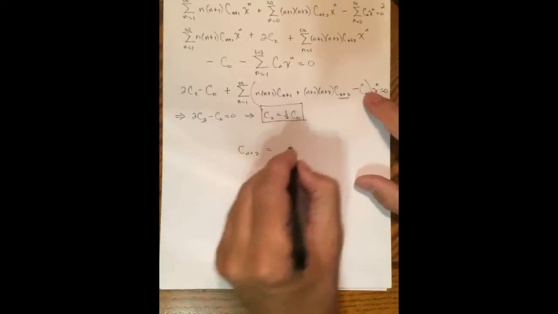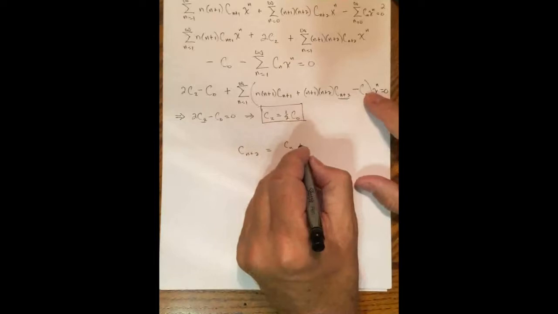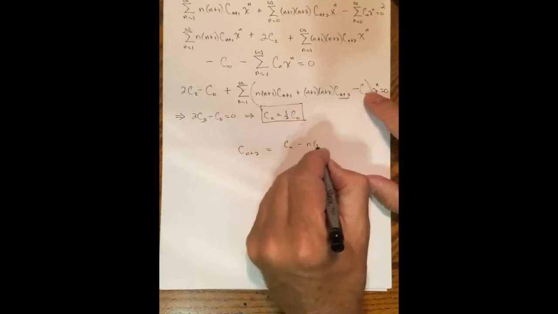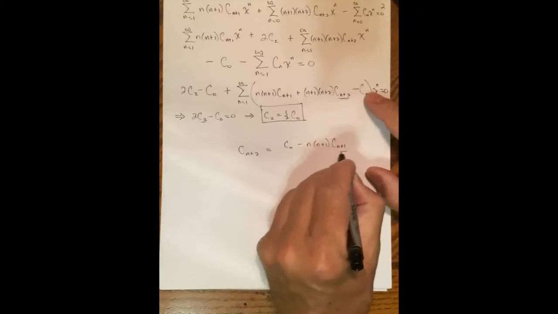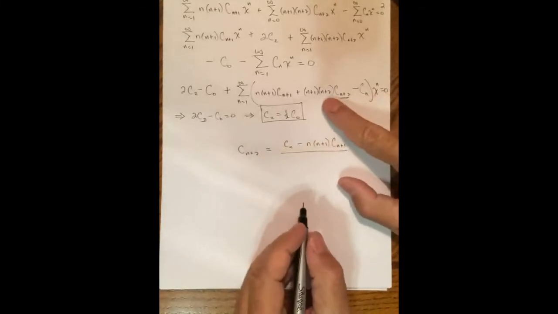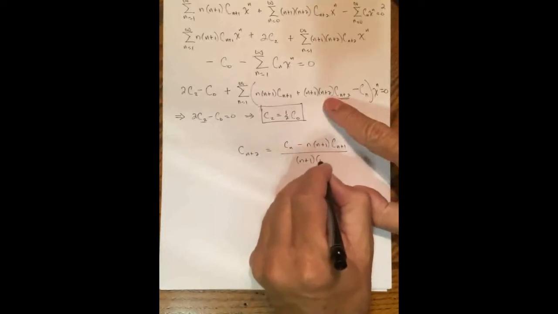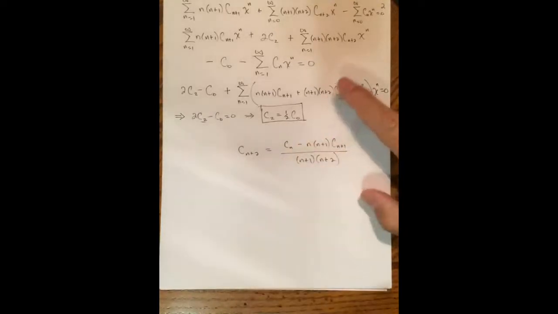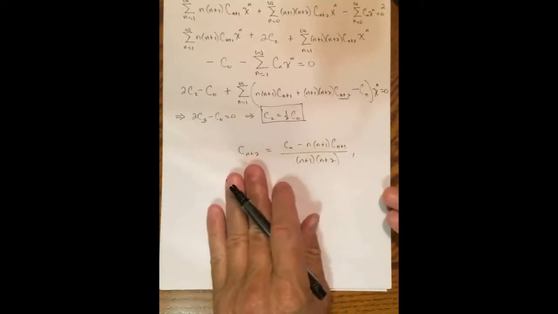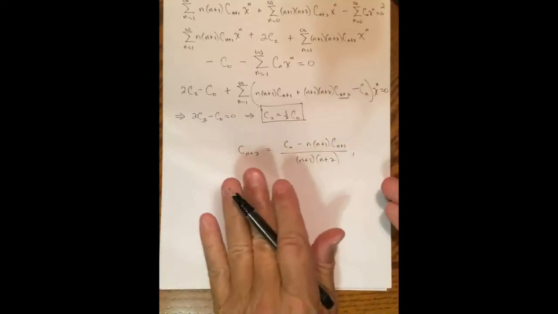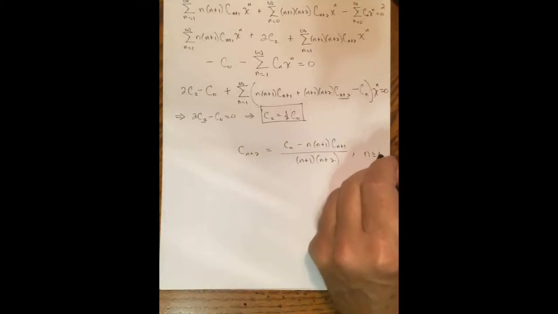Now you're going to move c sub n over to the right side. You're going to move this over. It becomes minus. And then you want to divide by the coefficient of c sub n plus 2. Now, this generates coefficients of that original polynomial, and this is valid for n greater than or equal to 1.